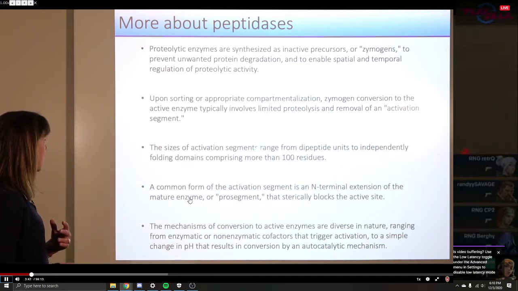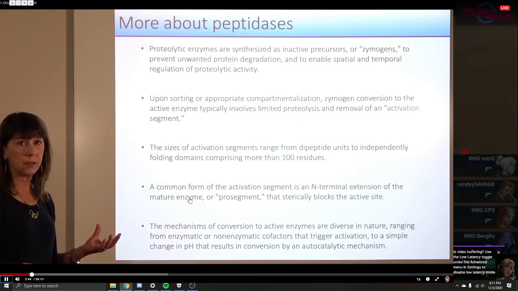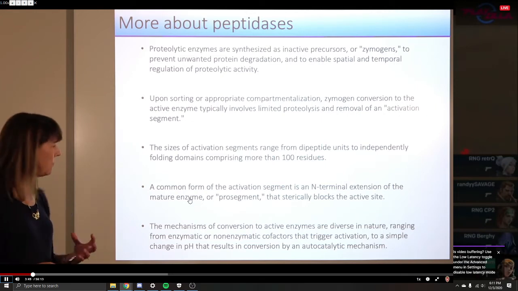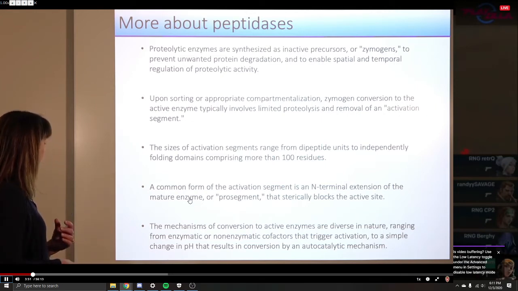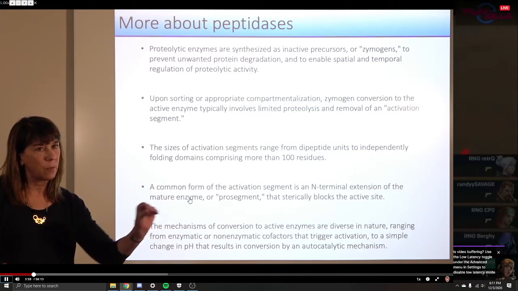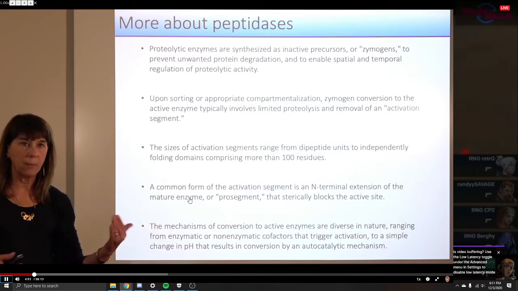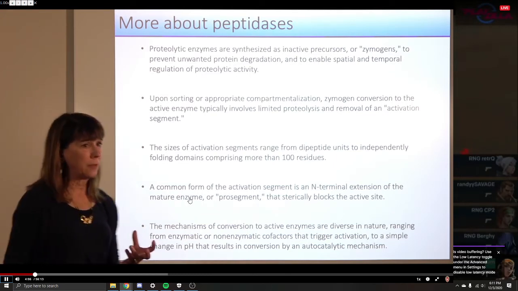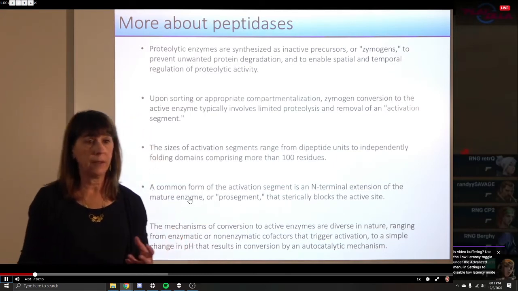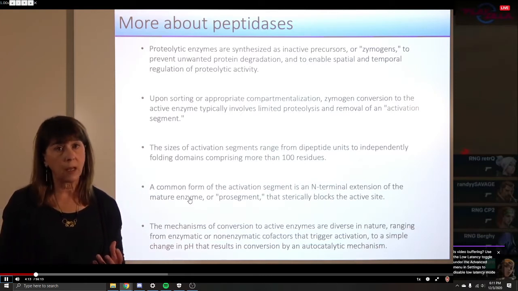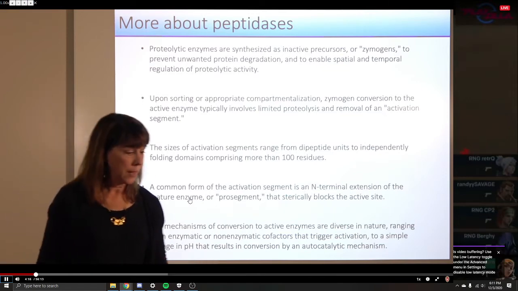The size of the activation segments range from dipeptide units independently to folding domains that are 100 residues. So it's really remarkable, some of them. A common form of activation segment is an N-terminal extension of the mature enzyme, or prosegment, that basically blocks the active site, and when that gets cleaved off, the active site opens up, and then the enzyme can function. So as I said, how you activate them is stunning, and it's different, as it could be just a drop in pH, or it could be interacting with another physiologically important factor, so it depends.